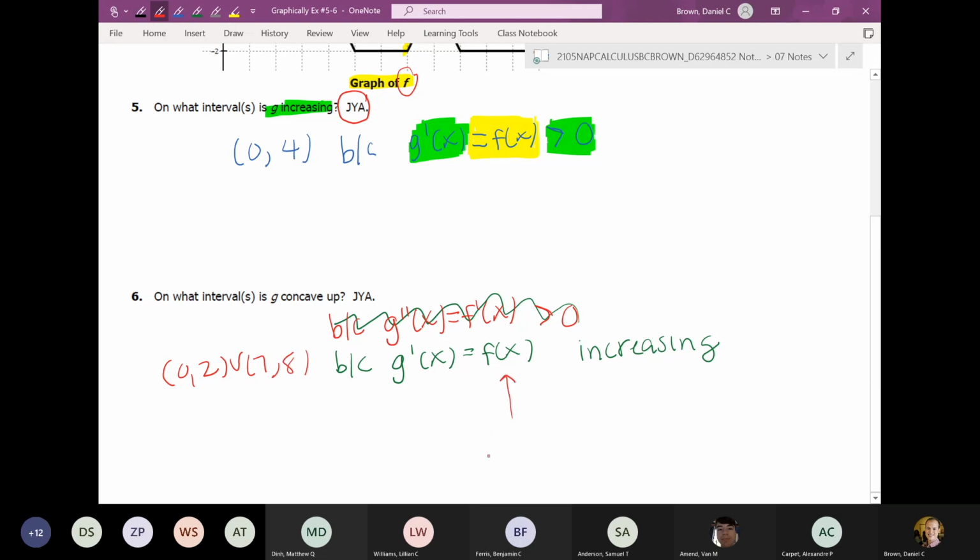And again, your answer must include the given graph and then the relationship that we have to g, the one that we're talking about. Questions on that slide? All right, just a few more.